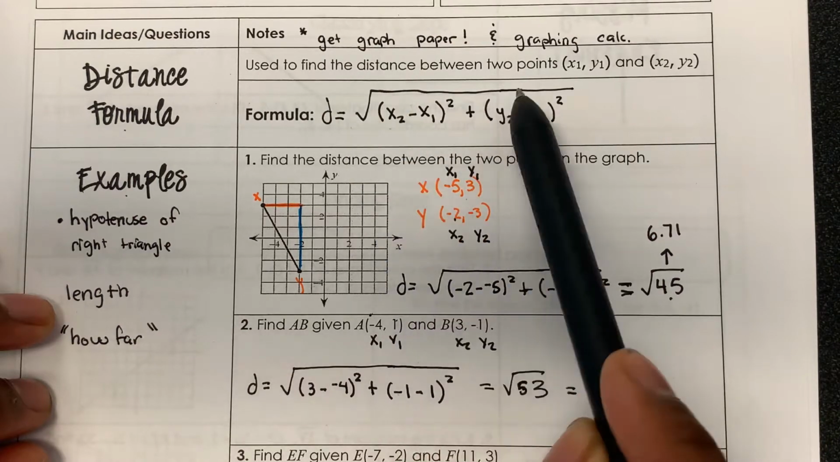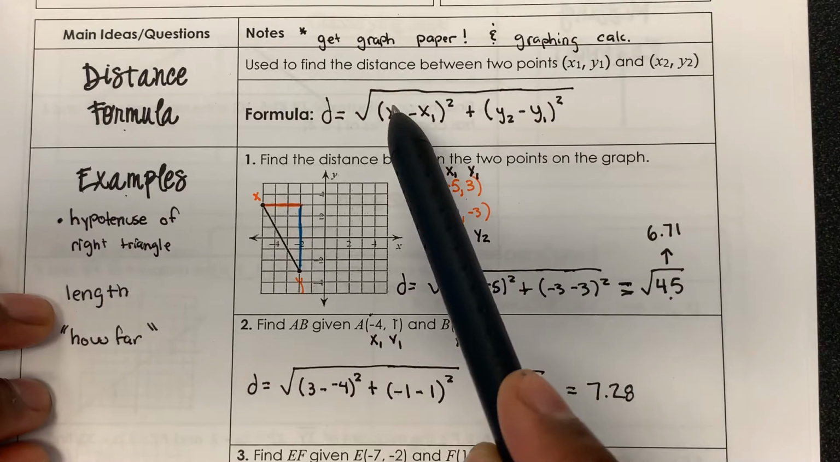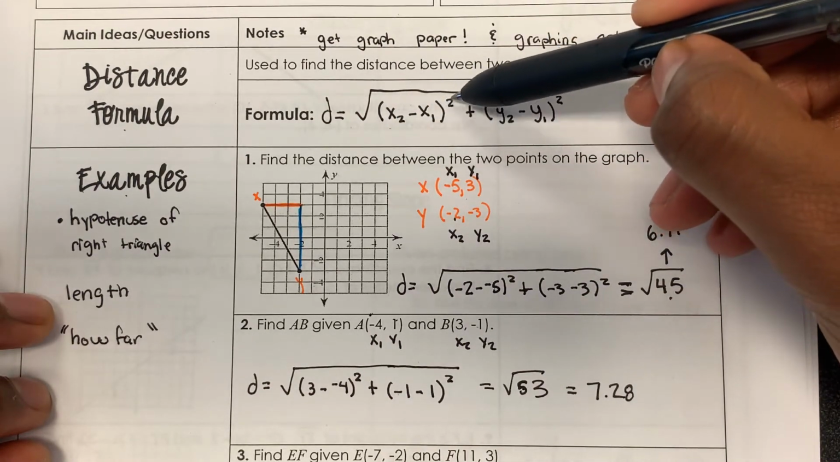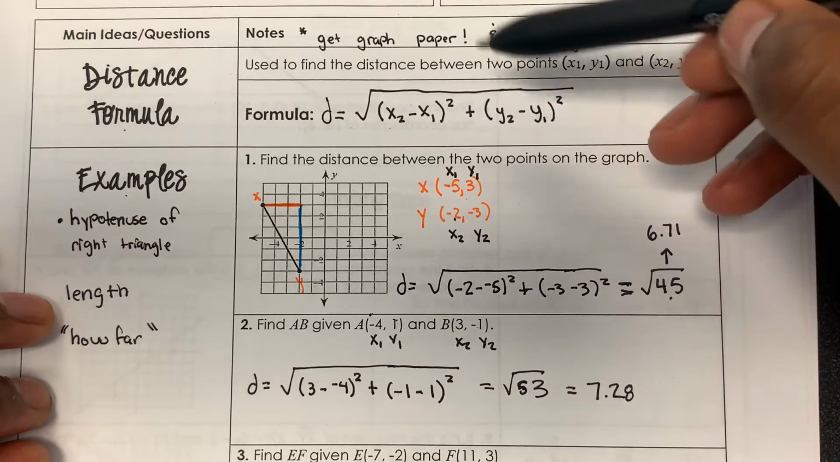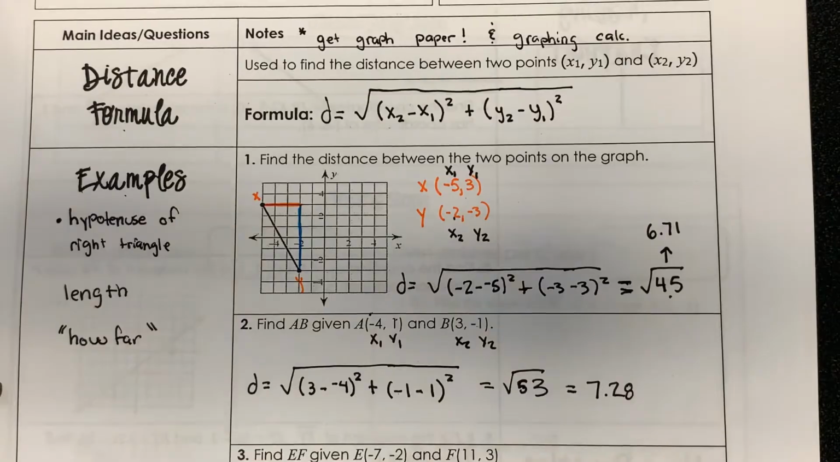So the square root of (x2 minus x1) squared plus (y2 minus y1) squared. Make sure when you're writing this that you include parentheses, the appropriate negatives, and do not forget the square. And also make sure you're subtracting x's and you're subtracting y's.